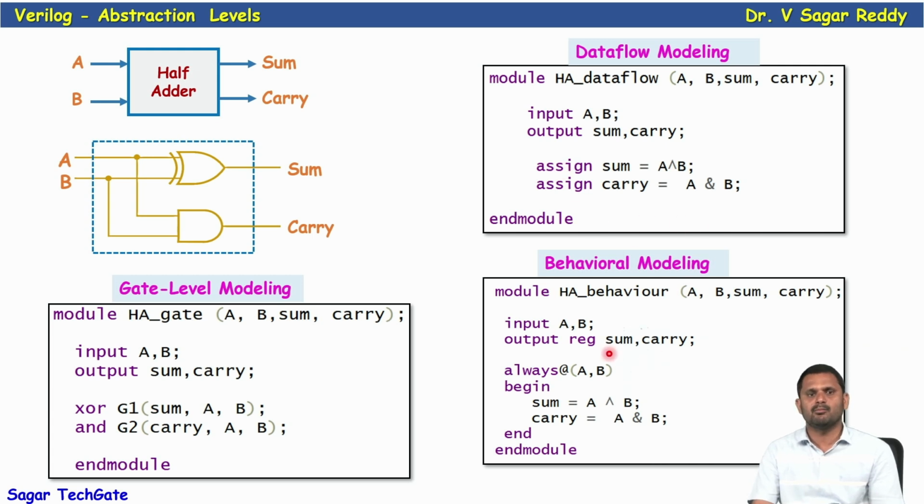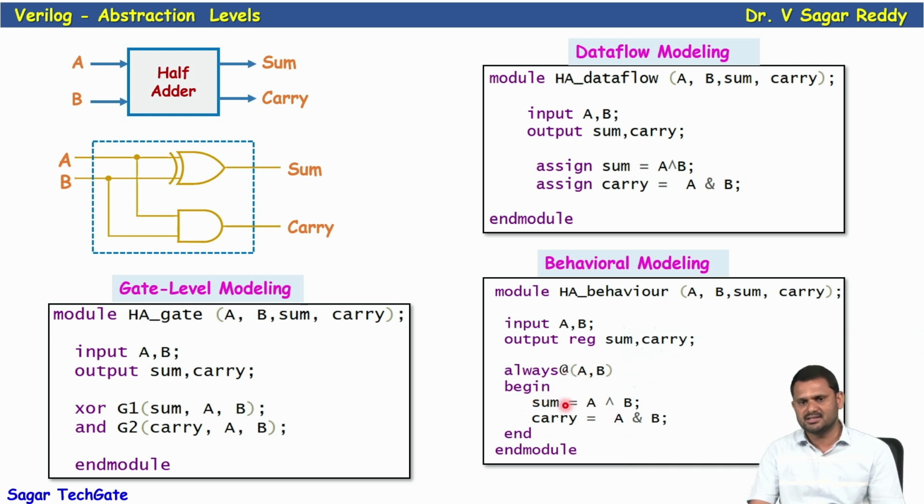In behavioral modeling, the focus is on what the system does instead of how it is implemented. We use simple constructs like if-else, case, for, and in Verilog a procedural block known as always. So here, module name, ports, declaration of those ports as input and outputs. We'll discuss these constructs later. Just for understanding, see this example: always @(A, B). Whenever A or B changes, this block will execute. This is the procedural block.